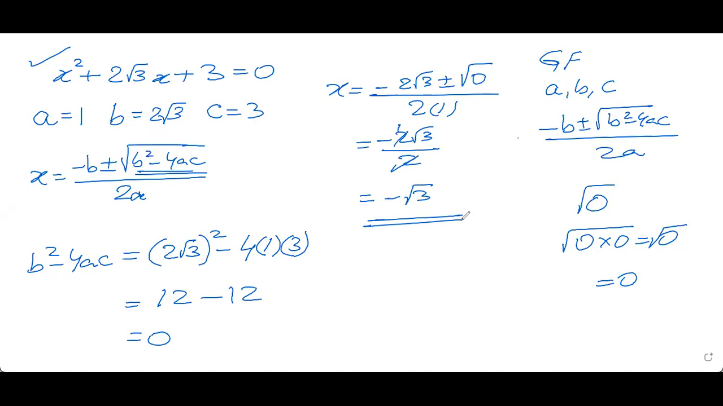We are not getting two answers here. We are getting only one answer because this part of the equation, this part of the formula became 0. Actually, what has happened is there are two roots. The two roots are minus root 3. What we should actually technically write is x equals to minus root 3 and minus root 3. There are two solutions, but they are same.